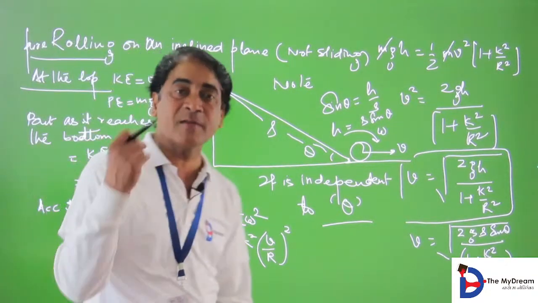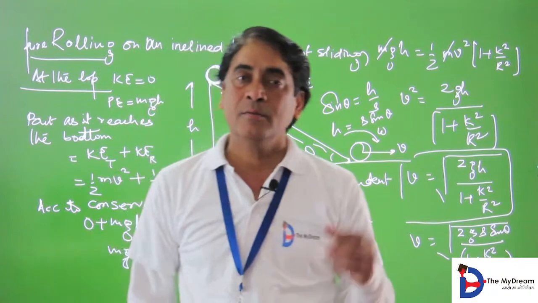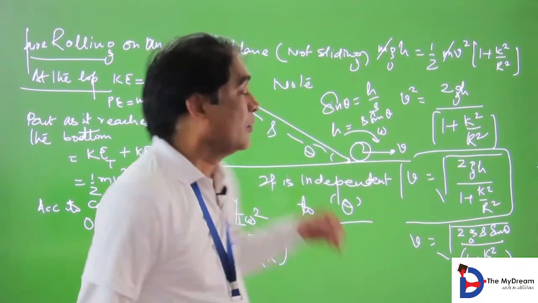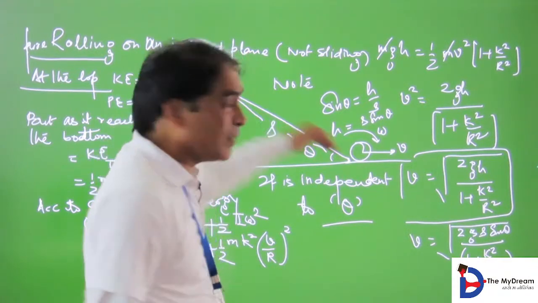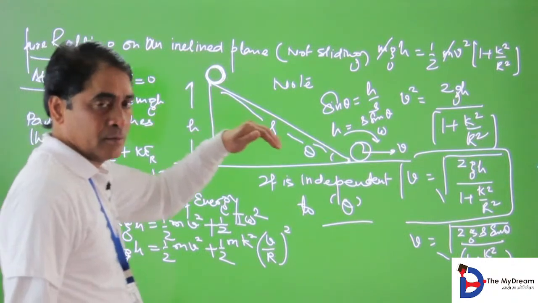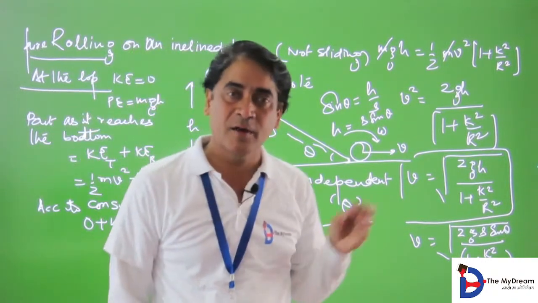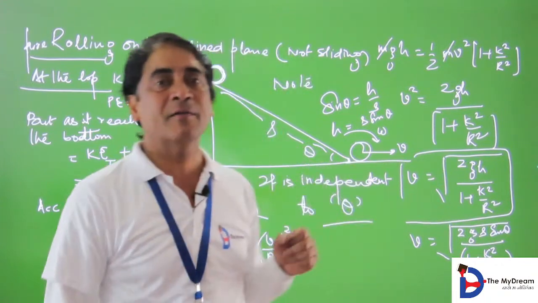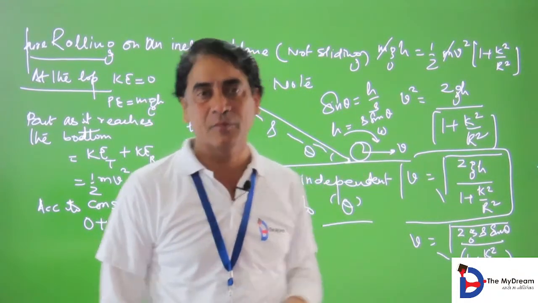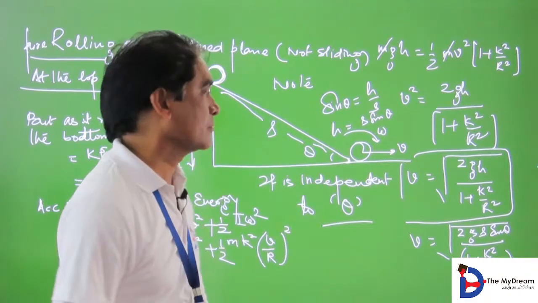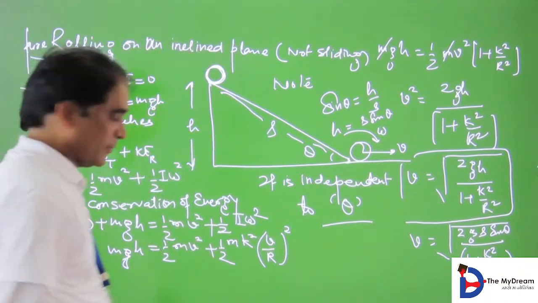Now the question is this: if there is a presence of a sphere, ring, disc, who will reach first? A sphere is given to you, a ring is given to you, a disc is given to you, a cylinder is given to you. So which one will reach first? पहले उसको देख लेते हैं, फिर आगे.